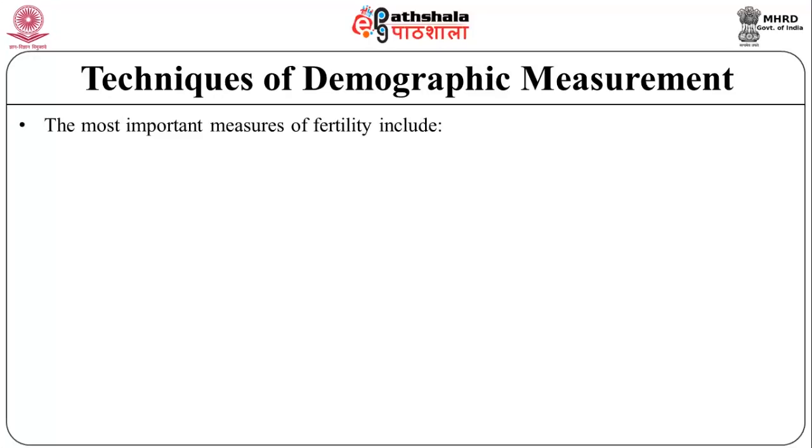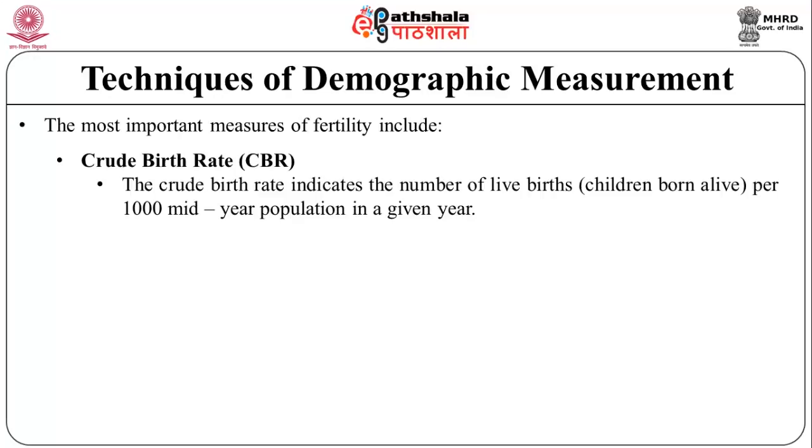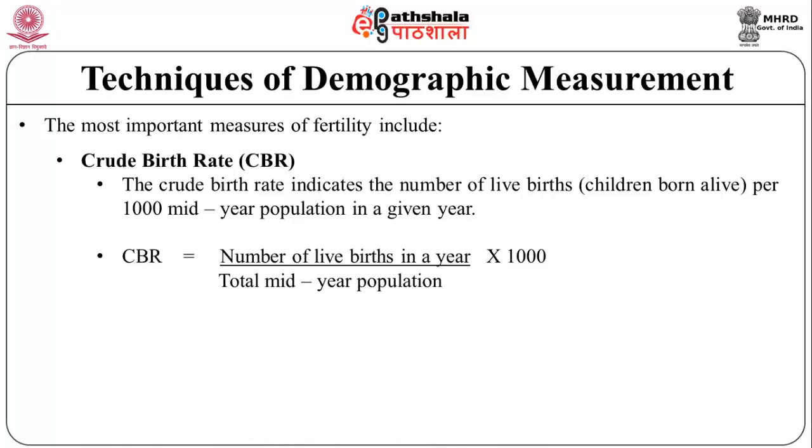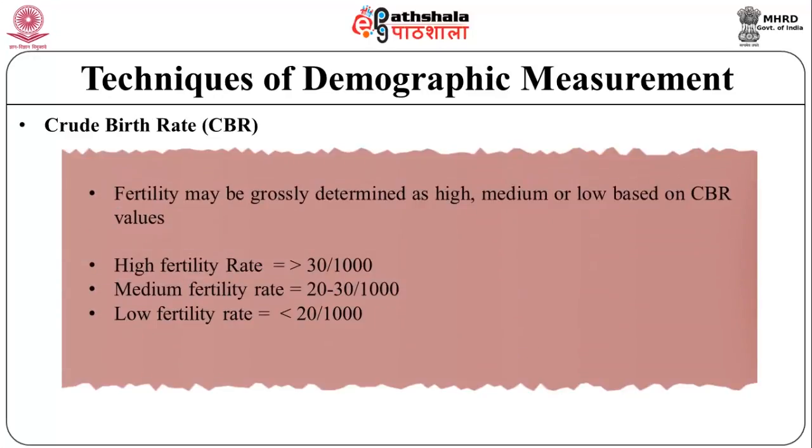Now the most important measure of fertility includes crude birth rate. The crude birth rate indicates the number of live births, children born alive per thousand mid-year population in a given area. On your screen you can see how we calculate the crude birth rate or CBR. Fertility may be grossly determined as high, medium or low based on crude birth rate values. High fertility rates are more than 30 per thousand, medium fertility rates are 20 to 30 per thousand, low fertility rates are less than 20 per thousand.